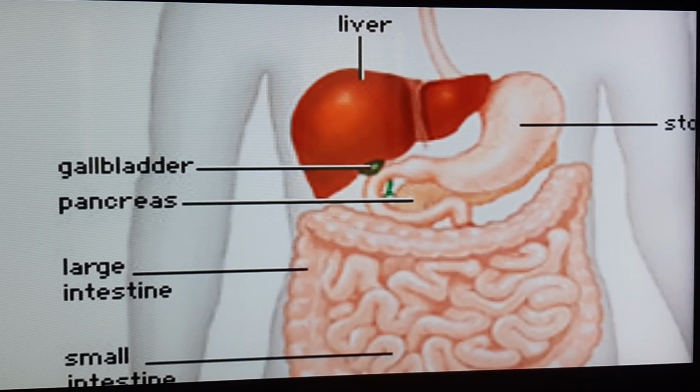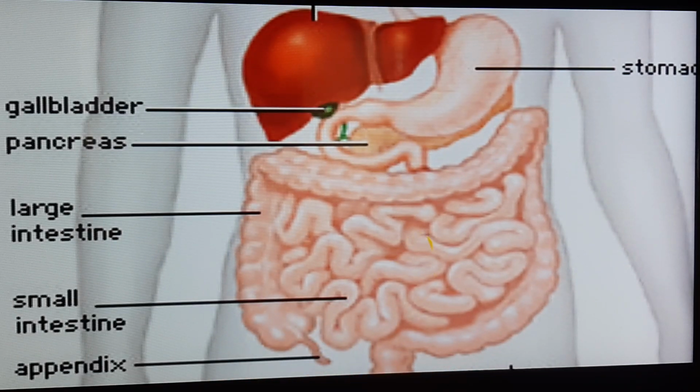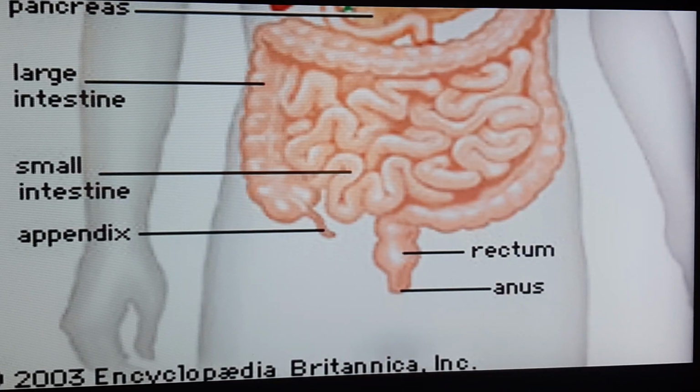As we come down, this is the liver and this is the stomach. So the liver is the largest gland, the esophagus is connected to the stomach, and the stomach is connected to the small intestine. This is the small intestine. Here you can see the headings, labelings also given. Next to the small intestine is the large intestine, and then rectum, anus.